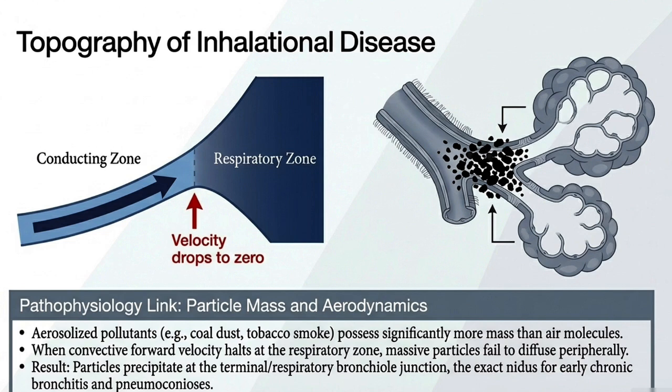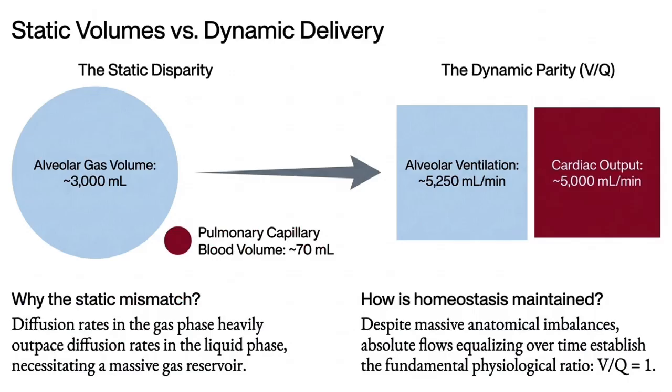And you can see it plain as day in a coal miner's lung. All the dust is deposited right around the respiratory bronchioles, while the alveoli deeper in are often spared. It's a perfect illustration of this principle. Okay, so now that we have a feel for the structure of the airways, let's move on and actually put some numbers on it. Let's talk about lung volumes and capacities.